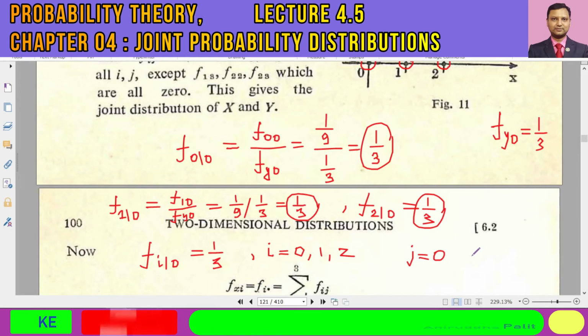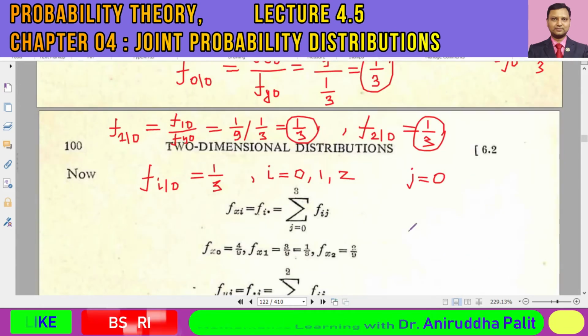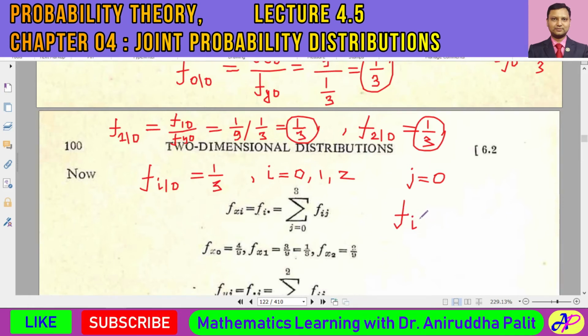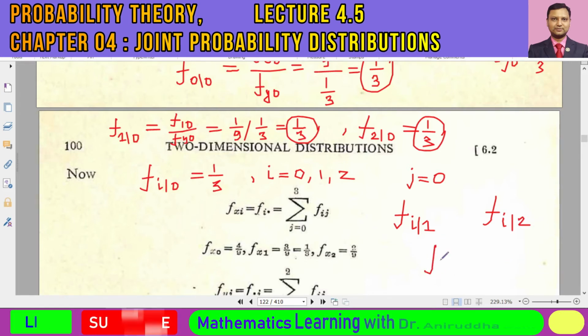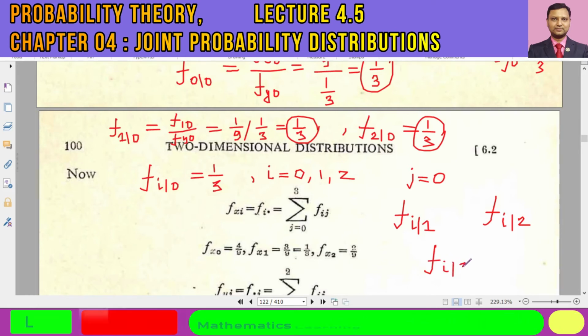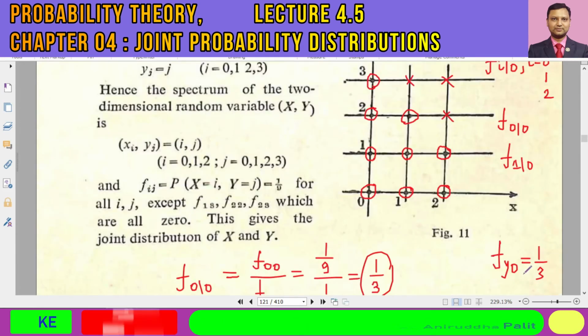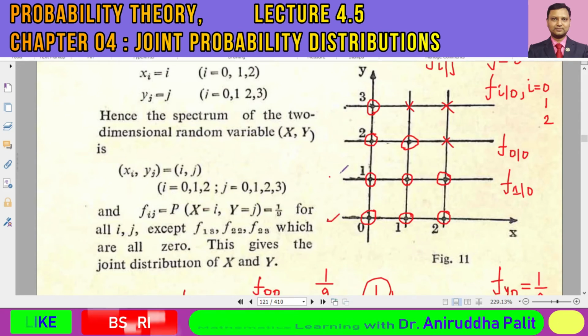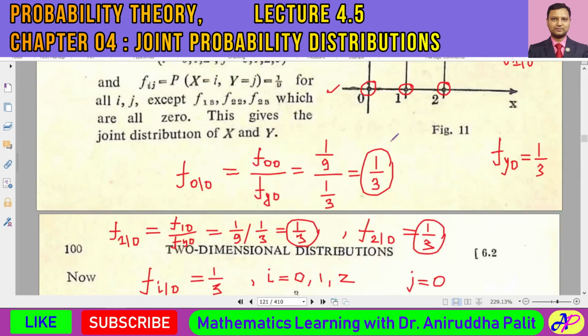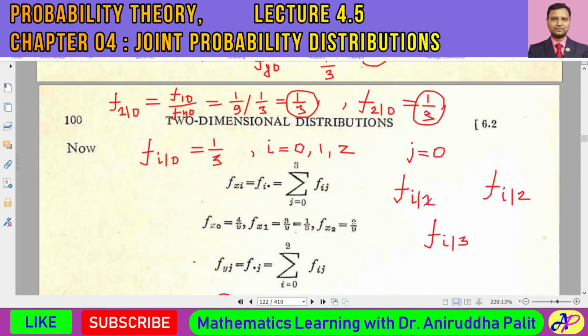Similarly, we shall have to find the conditional density functions of x when j is equal to 1. In that case, we shall have to write f of i given 1 for different values of i. Again, we shall have to find f of i given 2 when j is equal to 2, and f of i given j equal to 3, because over here four possible values of j are there: j equal to 0, 1, 2, and 3. So for all these four values of j, we can find the conditional mass function or conditional distributions of x.